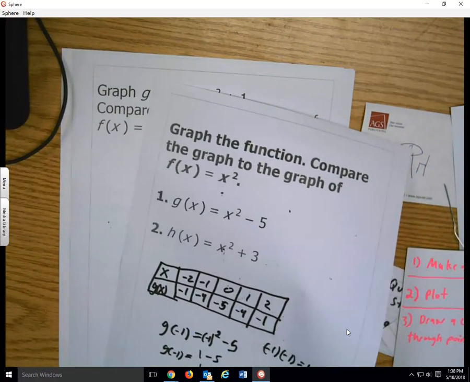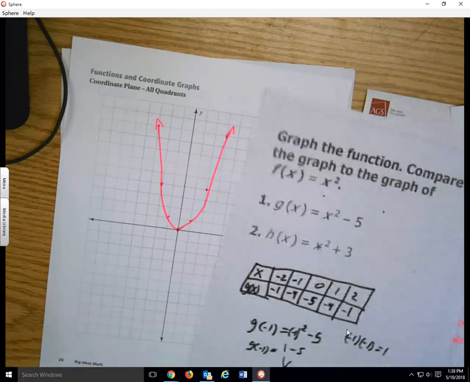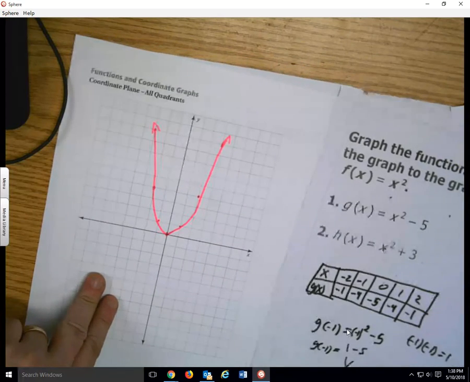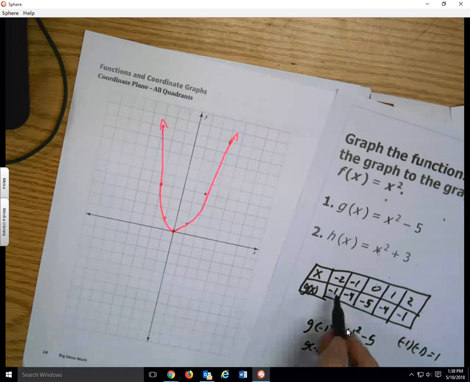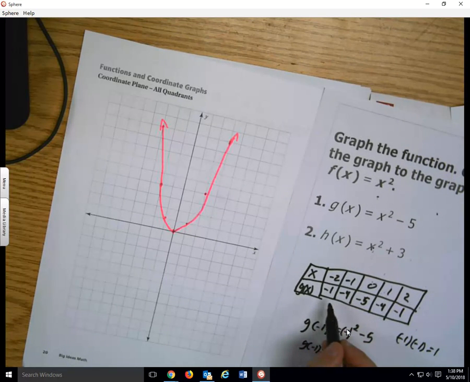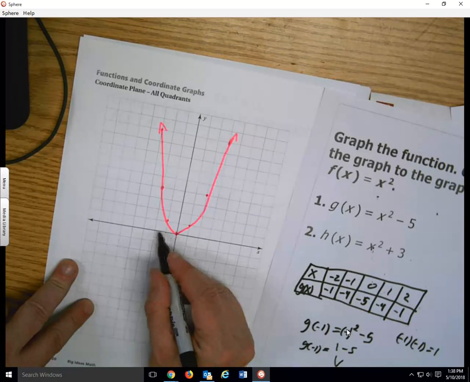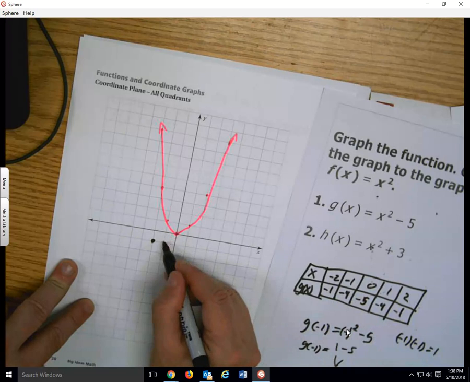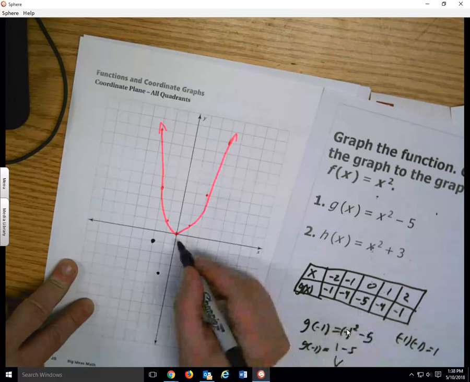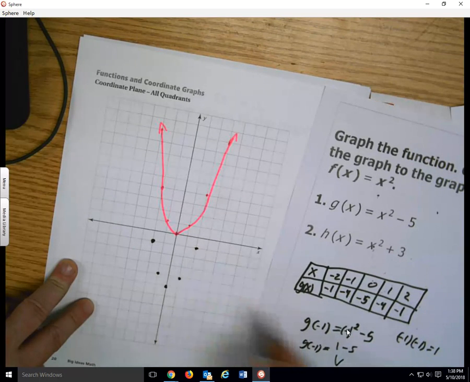I took the liberty to already graph a parent function, so now we just need to compare this one with it. I think I'll stop at this point because I know the video is probably getting long, so let's just graph this one. If x is a -2, the g of x, or if you want to think of it as a y, is a -1. If x is a -1, the g of x is -4. If it's a 0, it's a -5. And then we just keep going with it.